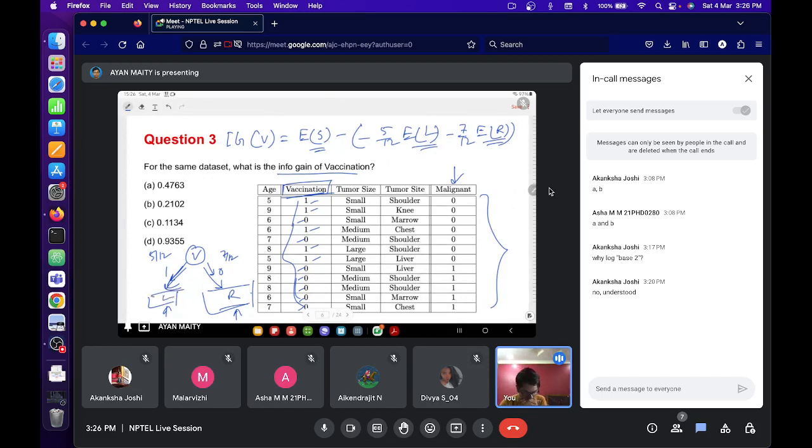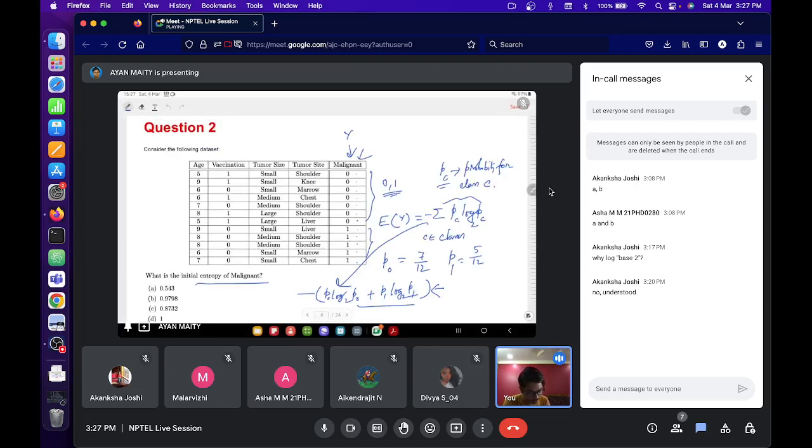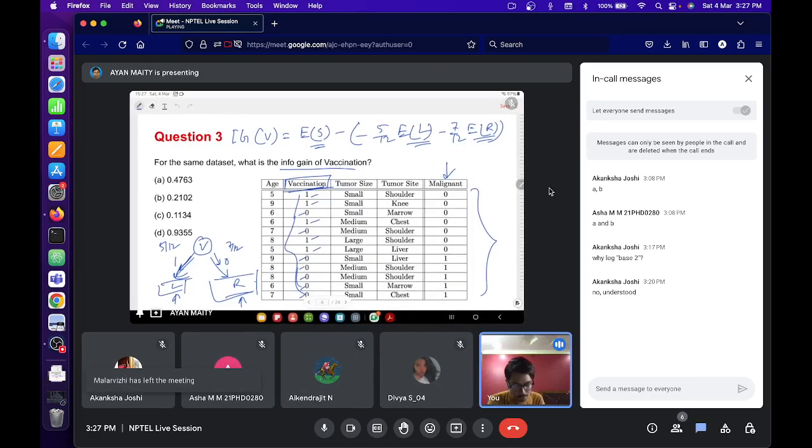So you can find this out using the same formula as in the last slide, the entropy formula. Using this, you have to find out EL and ER, and then you can find out the whole information gain again with respect to vaccination.